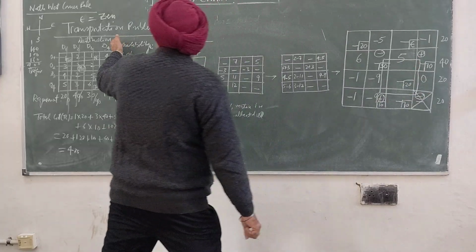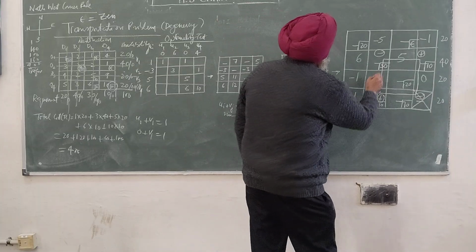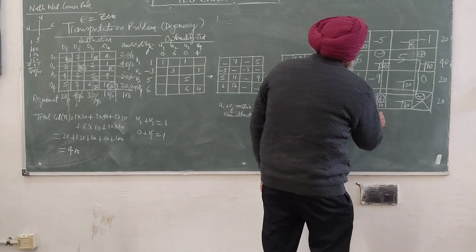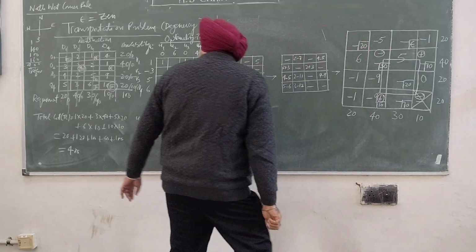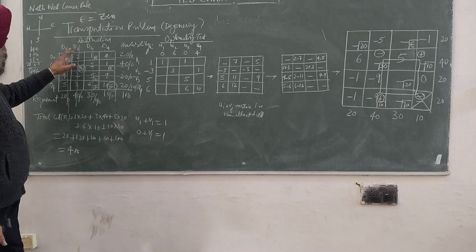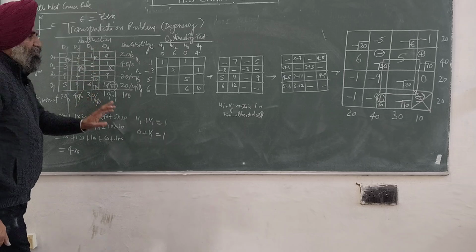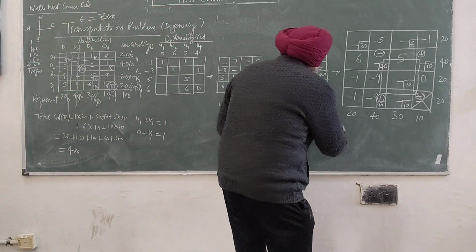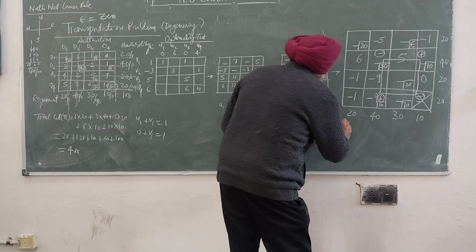This is the availability. Similarly, look at the requirement. This is 20 here. This is 40 here. This is 30 here. This is 10 here. If you look at the requirement part, this was 20 for D1, for D2 this is 40, for D3 this is 30, for D4 this is 10. So again, calculate the total cost.